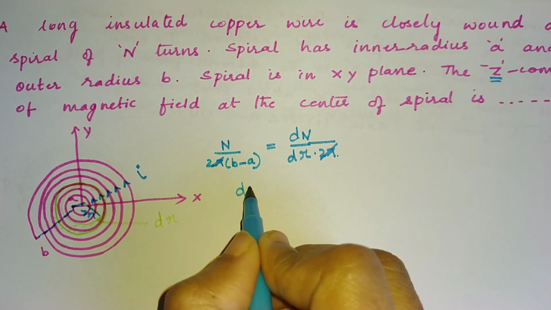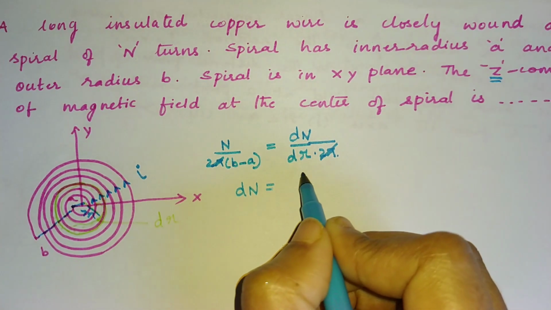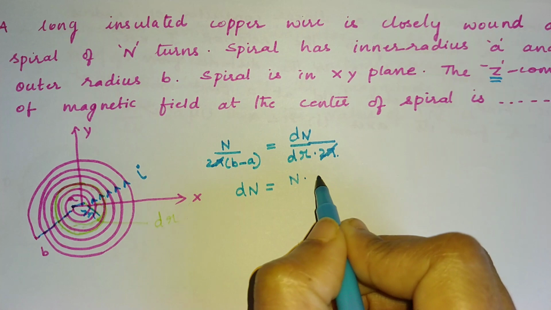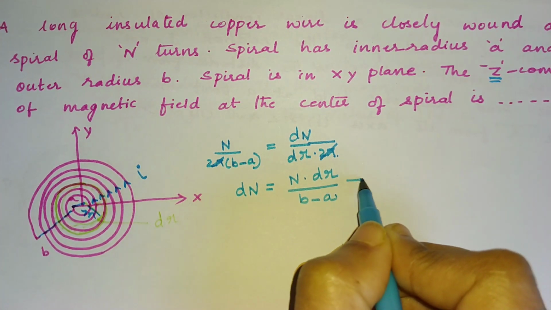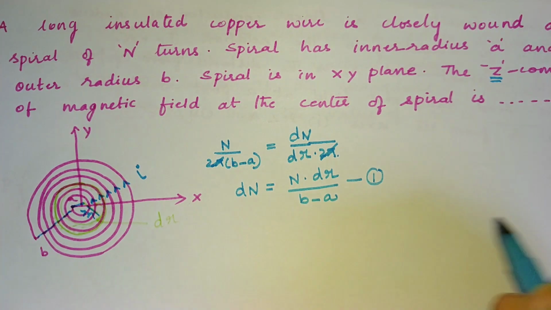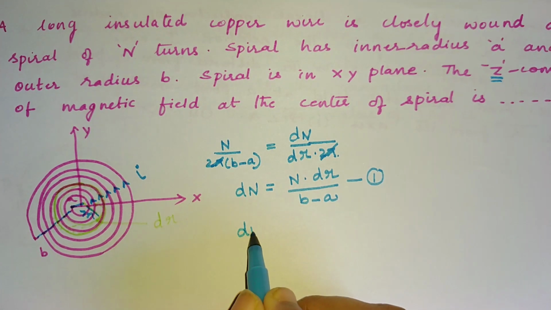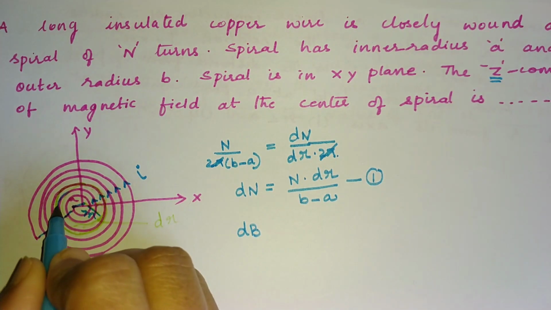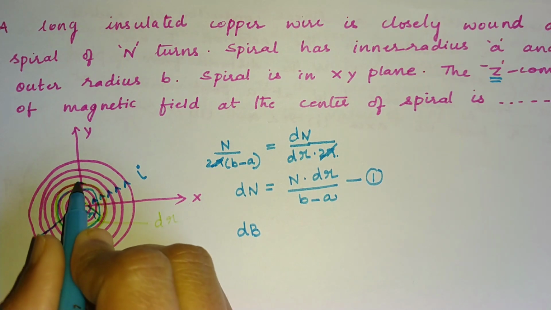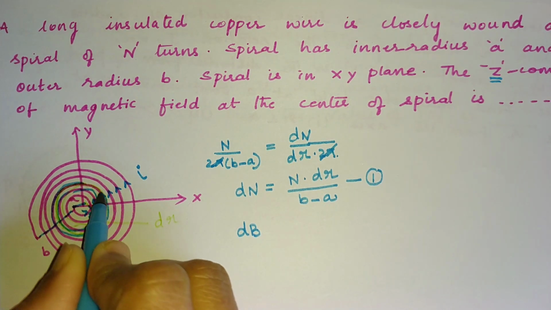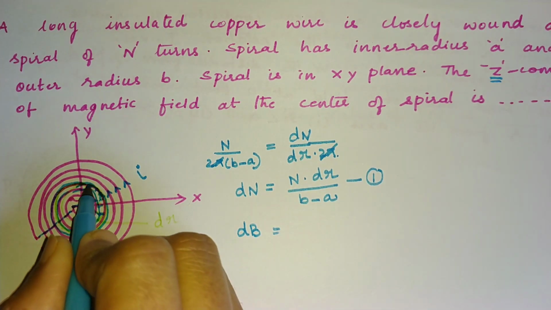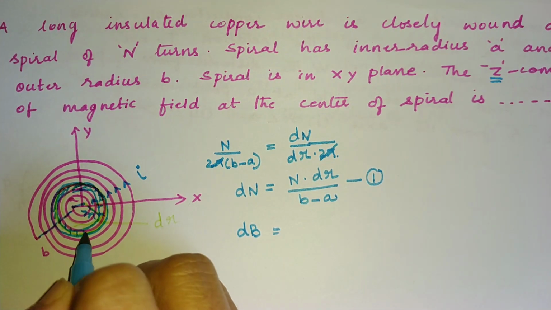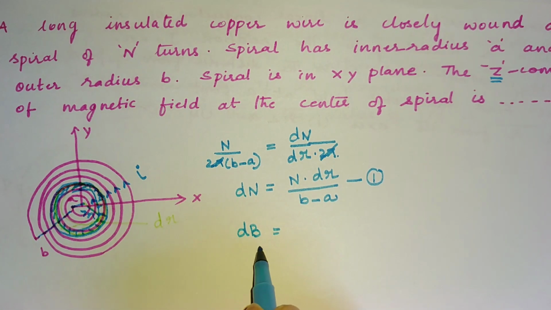So what is the number of turns in the element that you have selected? dN equals N into dr by b minus a. Call this equation 1. Now let the magnetic field due to this element, whose thickness is dr, carrying a current I, be dB.